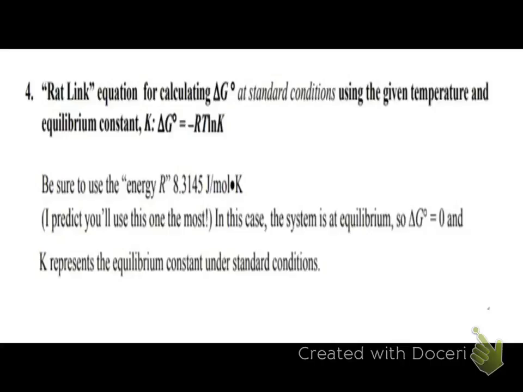So this is called delta G equals negative RT ln K. It's been referred to as that for as long as I can remember. Here is the problem that you need to make sure you know: since we are dealing with energy, we need this as an R value. Do not use 0.0821. So 8.3145 joules per mole times K. And then there's that K. What's K? It's your equilibrium constant.